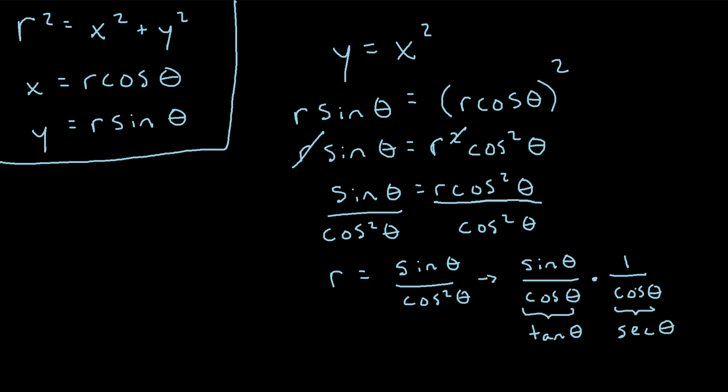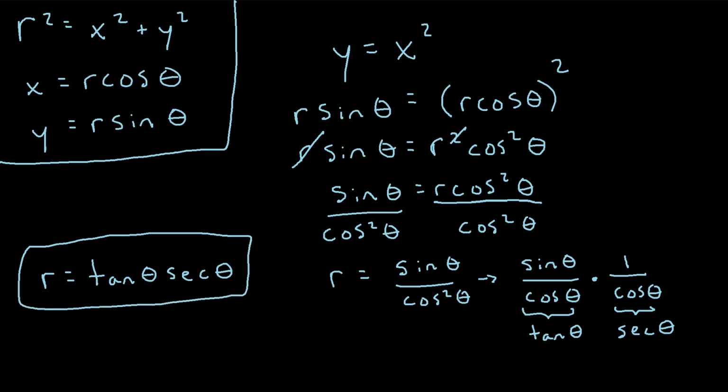So really, our final answer we can write as r is equal to the tangent of theta times the secant of theta. And that will be our final answer. That's how we can write y is equal to x squared in polar form.